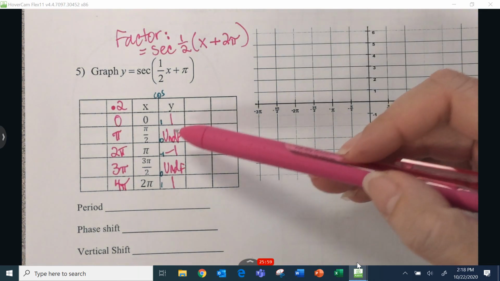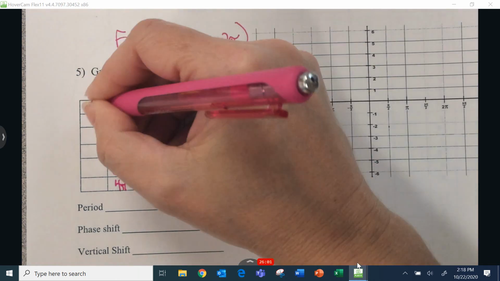Okay, back to this. So we are going to be subtracting 2 pi.